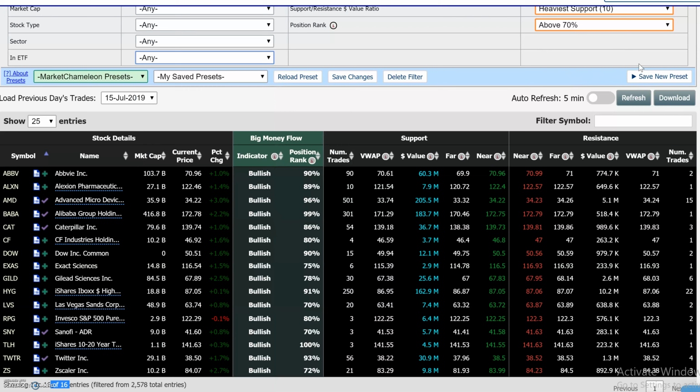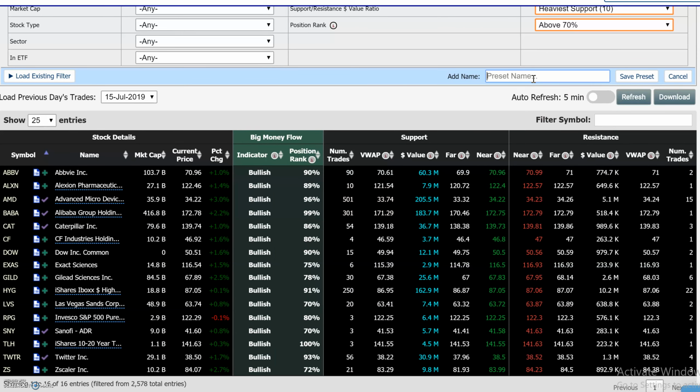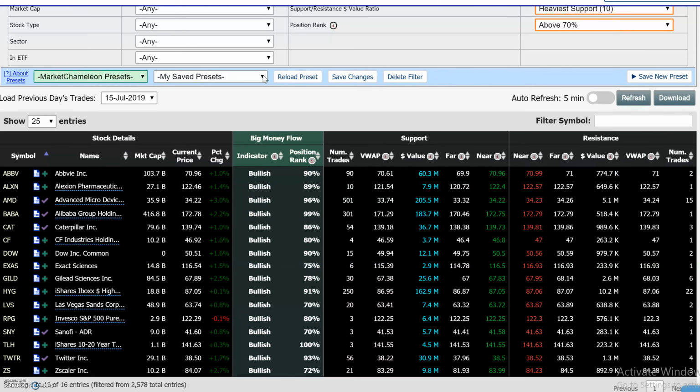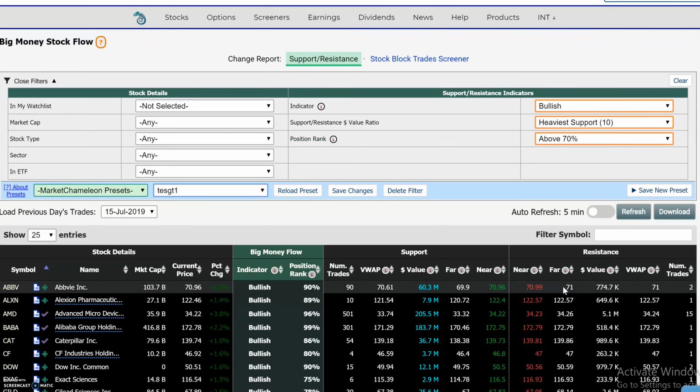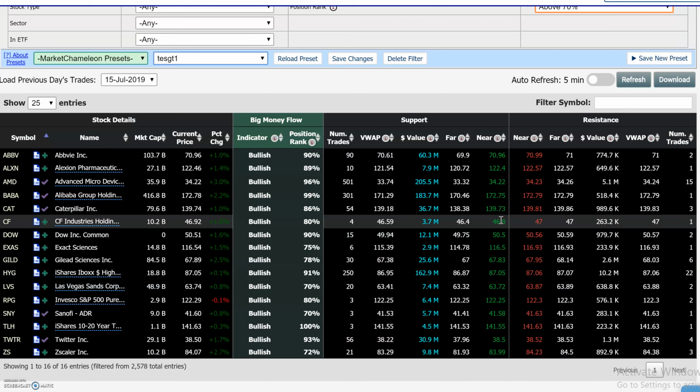Once you have all this set up the way you want, just save your settings over here. This way you can come back and your filters are all saved, and you can see anything hitting the list that's of interest to you. The idea here is to see how the big money flow is behaving in a bullish or bearish manner, because those institutional orders, that big money flow, can really influence the direction of the stock.